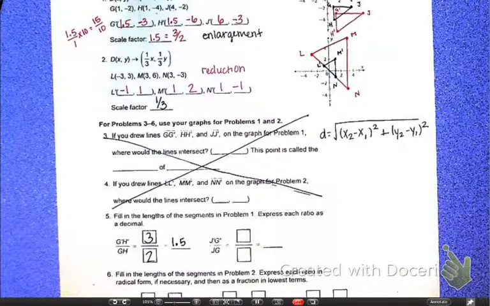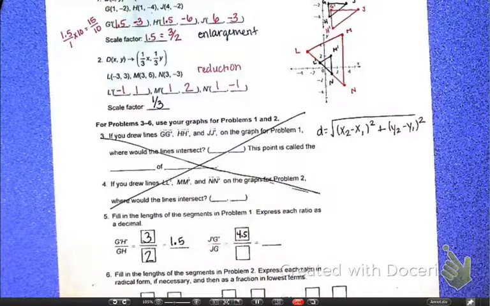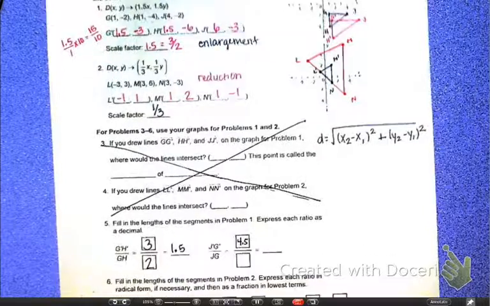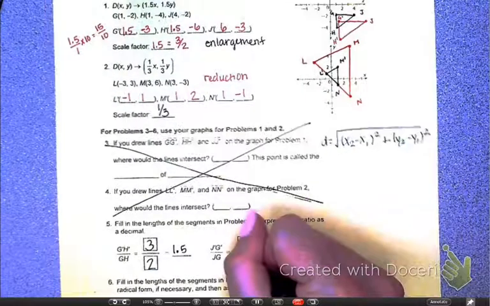Careful with this next one. What is the length of J prime, G prime? Remember, it starts at 1.5 and ends at 6. 4.5? I heard 4.5. What's the length of JG? No, that one's on 1 and 4, so that should just be 3.